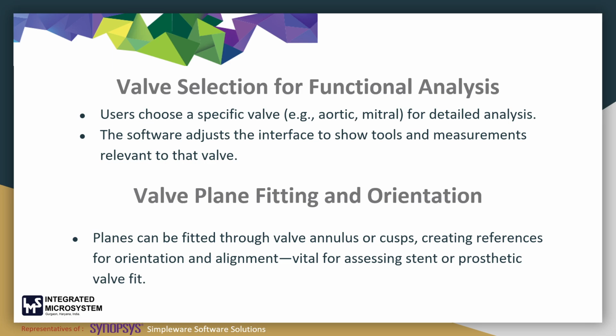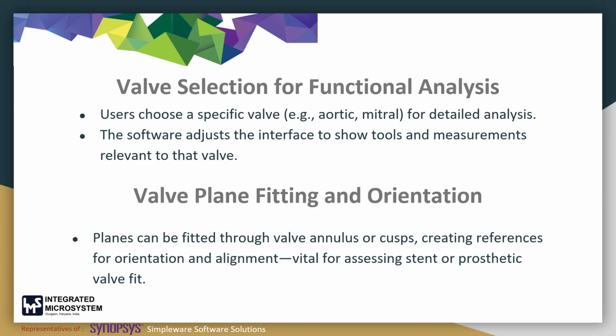So after identifying the valve anatomy, measuring distance in coronary ostia, the next logical step is functional valve-specific analysis. In simple way, this means selecting a particular heart valve such as aortic, mitral, pulmonary, or tricuspid for focused modeling and simulation preparation.